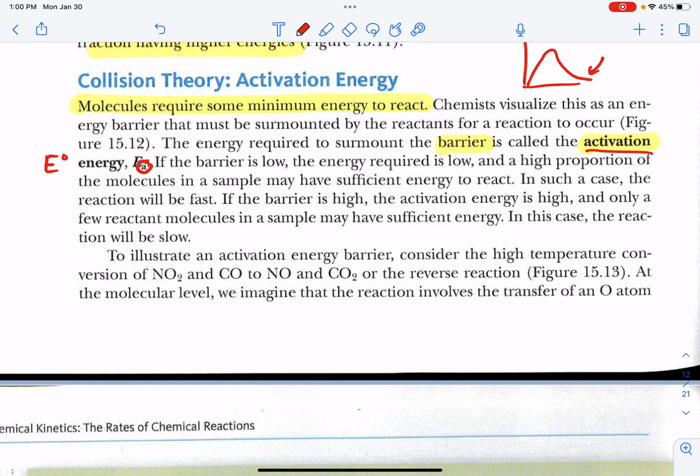If the activation energy is low, in other words, if there's a low barrier, then you expect there to be a lot of effective collisions because a lot of particles have sufficient energy. And therefore, this reaction ought to be fast. If your barrier is high, that's a high threshold, so to speak. Not very many particles might actually have that much energy. Therefore, there's not going to be as many collisions. Therefore, this reaction should be slow.